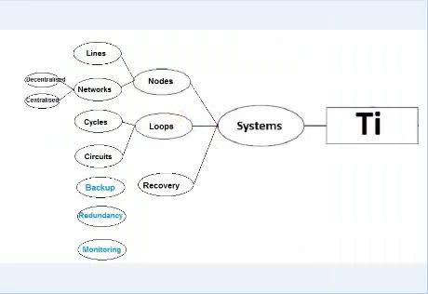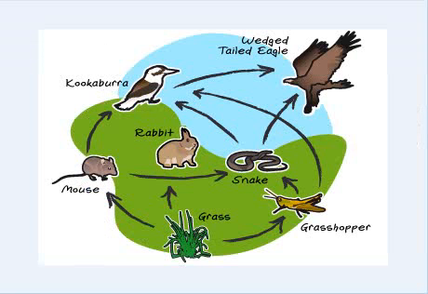Okay, here's an analysis of systems: nodes, loops, and recovery. I've taken it down to the fourth level of analysis here. I'll go through with some examples. For networks, that's decentralized and centralized. An example of a loop system would be a cycle or an ecosystem.